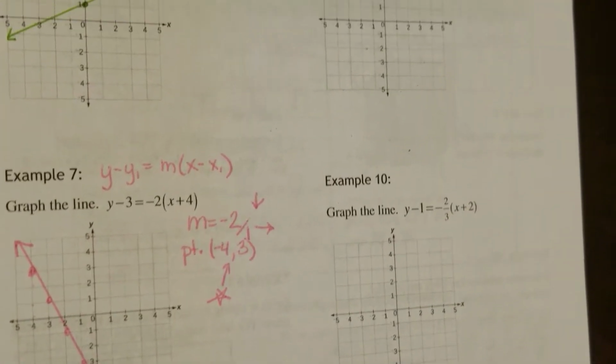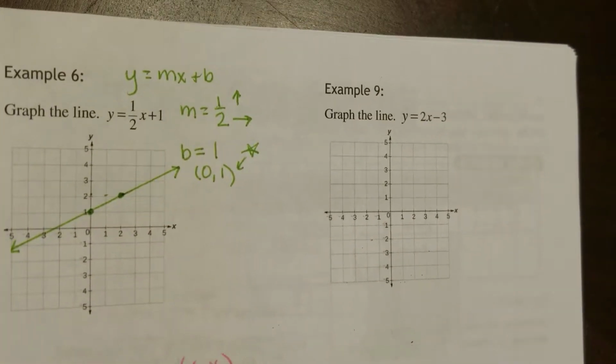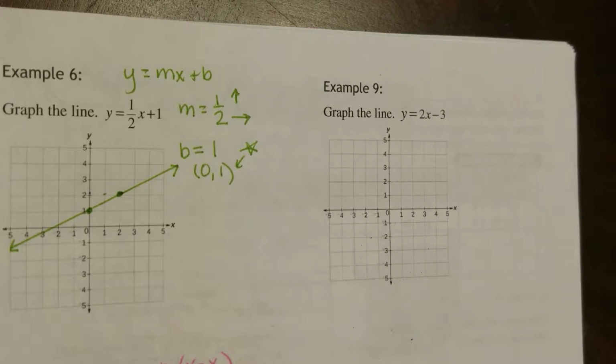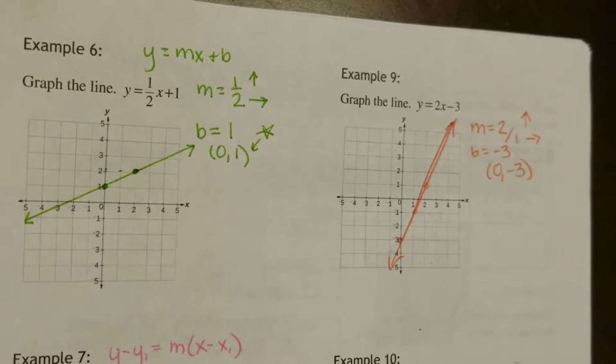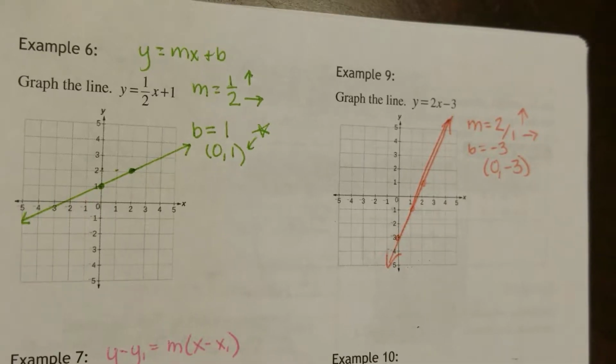All right, why don't you try this next one, 9 and 10. Try both of those for me. Pause the video and graph these. So looking at this one, it's in slope-intercept form. So the slope is 2, which will be up 2 and over 1. And the y-intercept is negative 3 at the point 0, negative 3. So I plot that point and then count up 2 and over 1. And then use my straight edge to draw that.